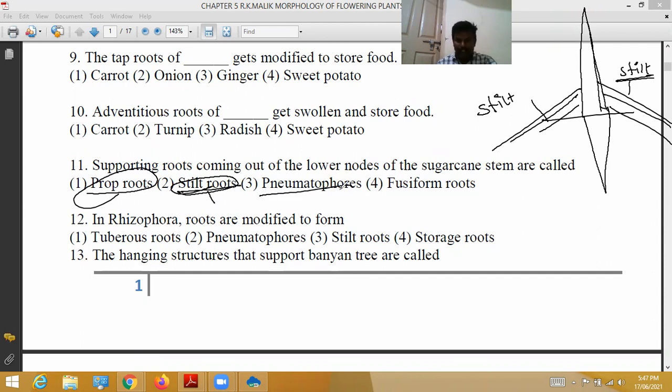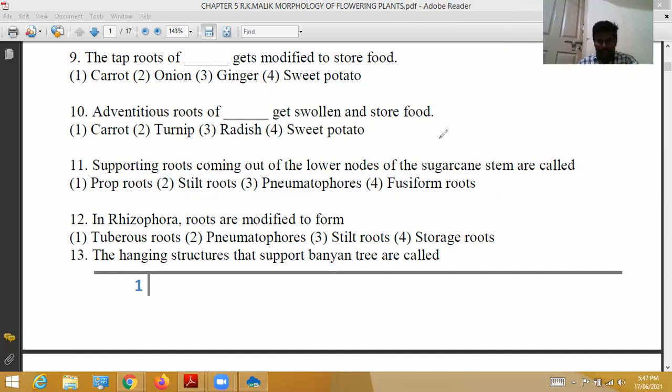Pneumatophores are respiratory roots, and these are not located in sugarcane. Fusiform roots are swollen food-storing roots, as in radish. So among the four options, the correct option is the second option, that is stilt roots.